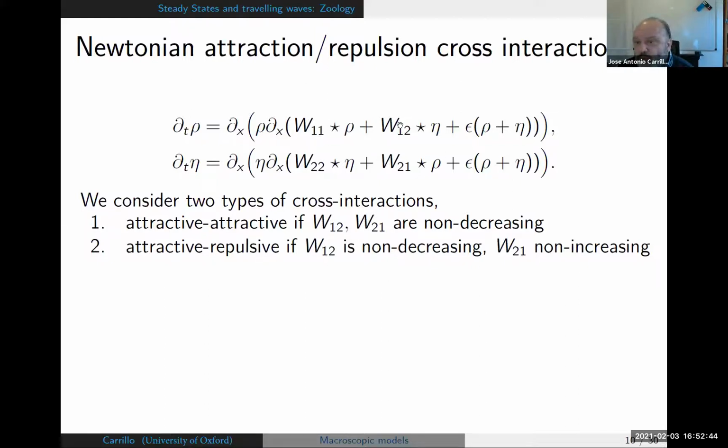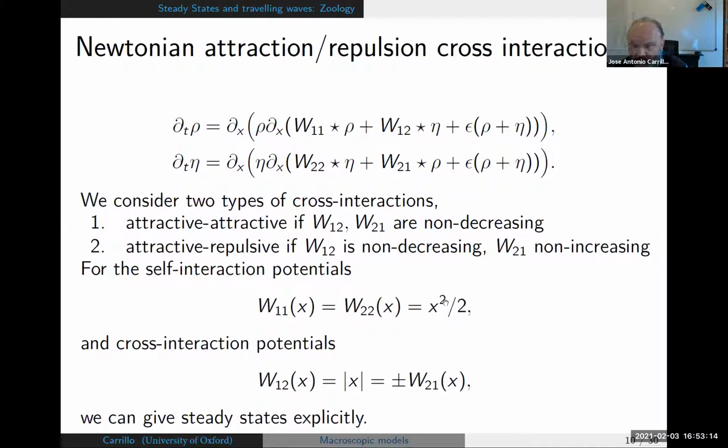While for W12 and W21, I'm going to look at two particular cases. One in which they attract each other, so the red species likes the green one, and vice versa. While the second one is going to be attractive-repulsive. The red likes the green, but the green doesn't like the red. So the love is not bidirectional here. Okay, so let's look first at the attractive case. And as I said, I'm going to take particular cases.